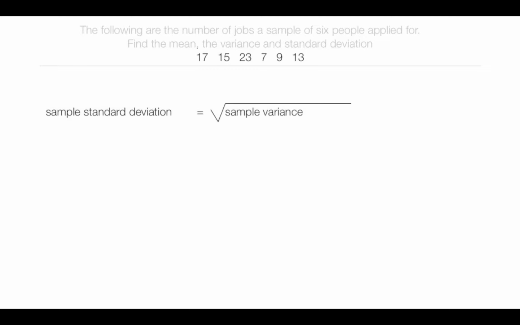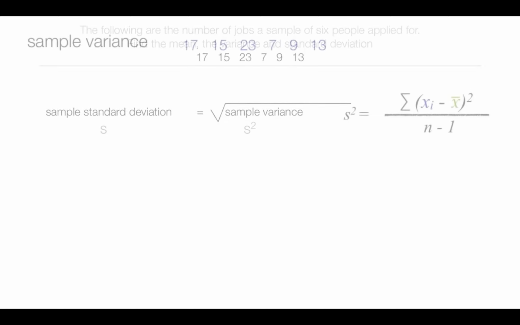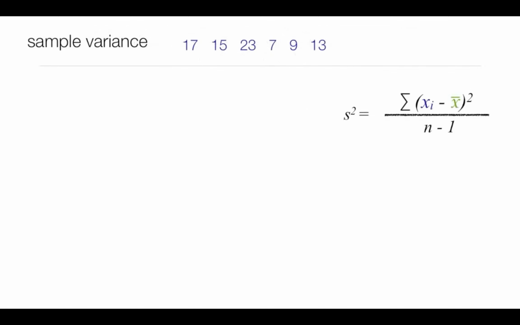The sample standard deviation is equal to the square root of the sample variance. And these are the symbols I'm going to use. And the first thing I'm going to calculate is the sample variance. The sample variance is this formula right here, and we'll take the square root of that to get the standard deviation. The xi, that's the observations. The x bar, that's the mean. And we'll go through the calculations of these, each one of these two. And n is the sample size.